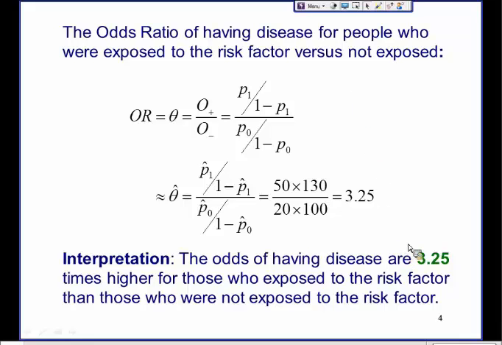And this number is different from relative risk. So it's very important that when you're trying to interpret this odds ratio, this number 3.25, you can say this is the odds of getting disease.